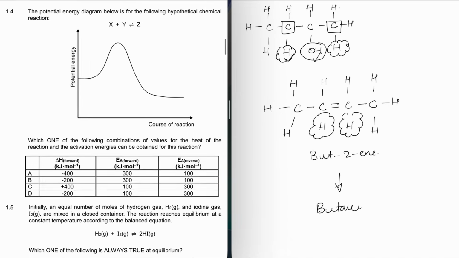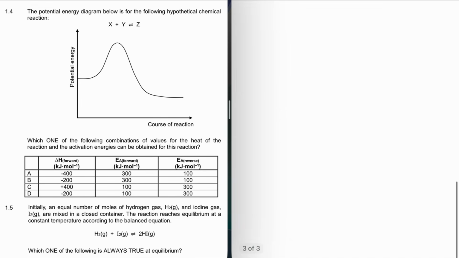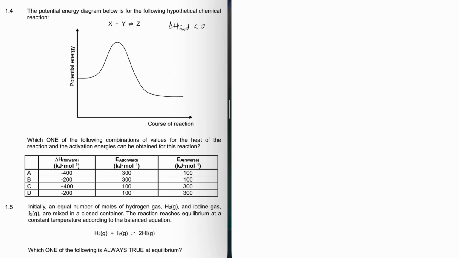Now moving on to question 1.4. The potential energy diagram below is for the following hypothetical chemical reaction. Which one of the following combinations of values for the heat of the reaction and the activation energies can be obtained for this reaction? So from the shape of the graph, we know certainly that the delta H for the forward reaction is going to be negative.